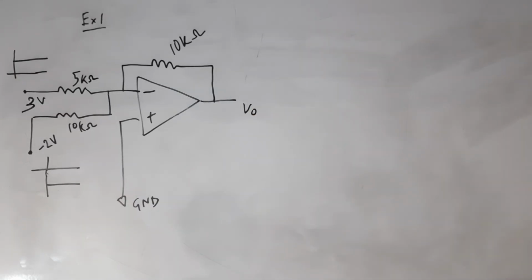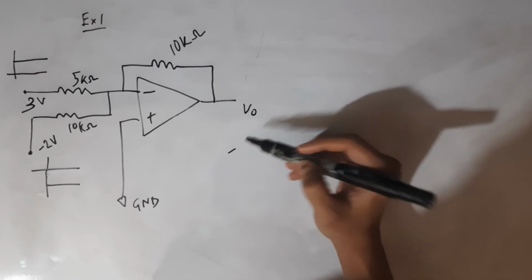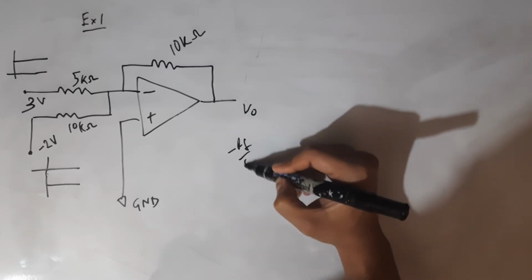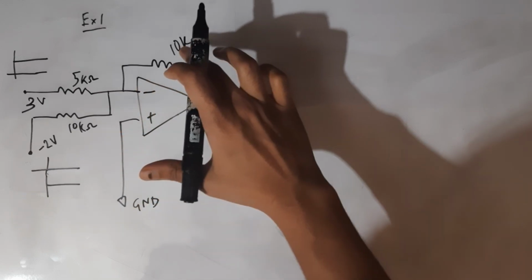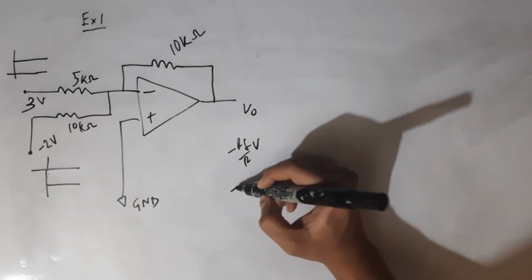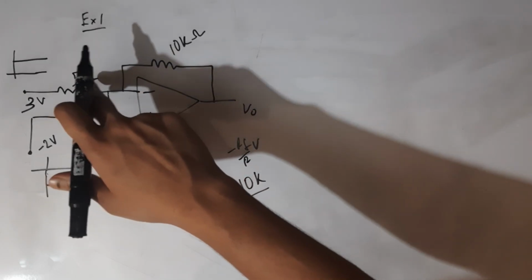We don't have to memorize the output equation. We can use the inverting amplifier equation for this case. The inverting amplifier equation is minus RF by R multiplied with V. Our feedback resistor is 10 kilo ohm. Our input resistance is 5 kilo ohm.